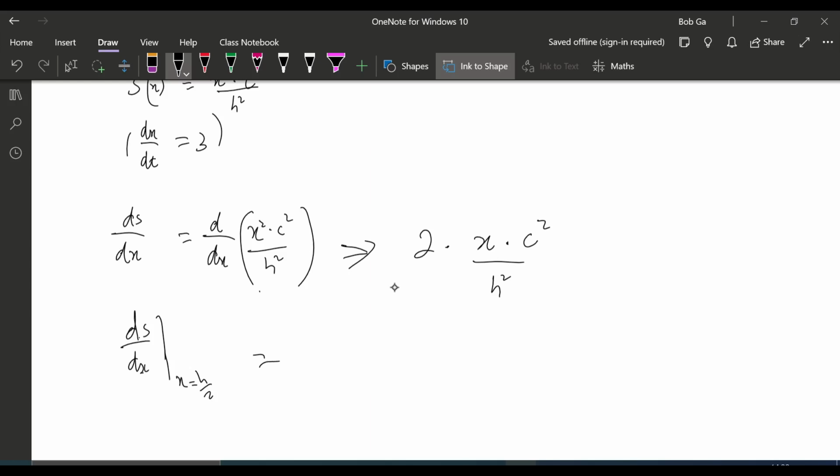This is going to give us our 2. So we are just merely substituting, because at this point x is equal to h over 2. So in place of x, we substitute h over 2. This is going to give us 2 dot h over 2 dot c squared, all over h squared.